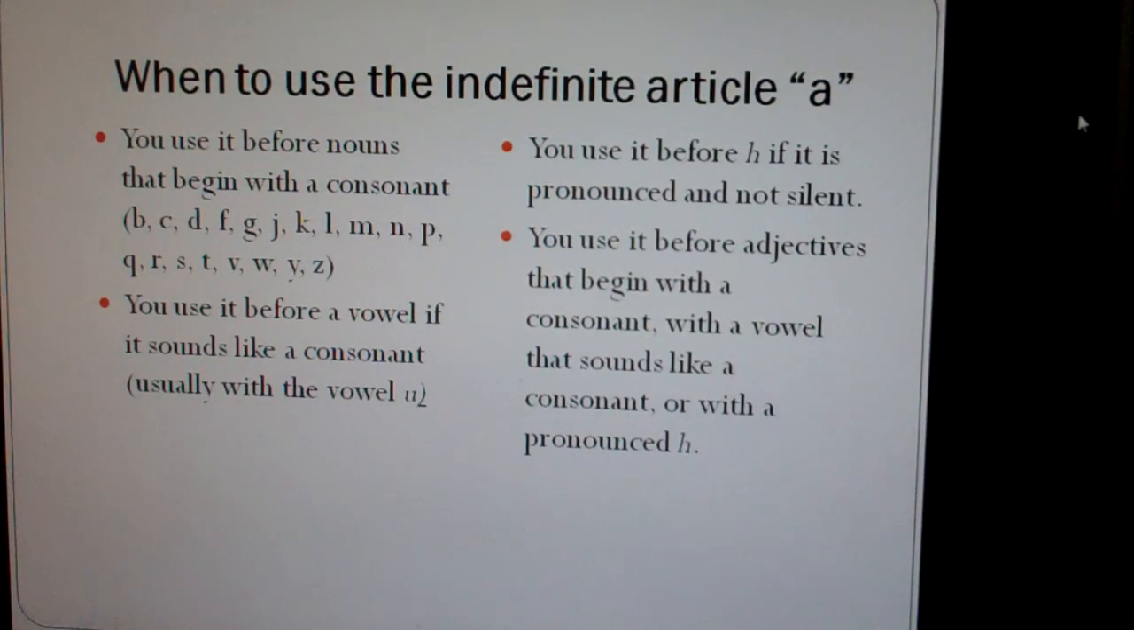When to use the indefinite article a. You use it before nouns that begin with a consonant: B, C, D, F, G, J, K, L, M, N, P, Q, R, S, T, V, W, Y, Z. You use it before a vowel if it sounds like a consonant. This usually occurs with the vowel U and sometimes with E. There will be examples of these later, folks, so hang in there.